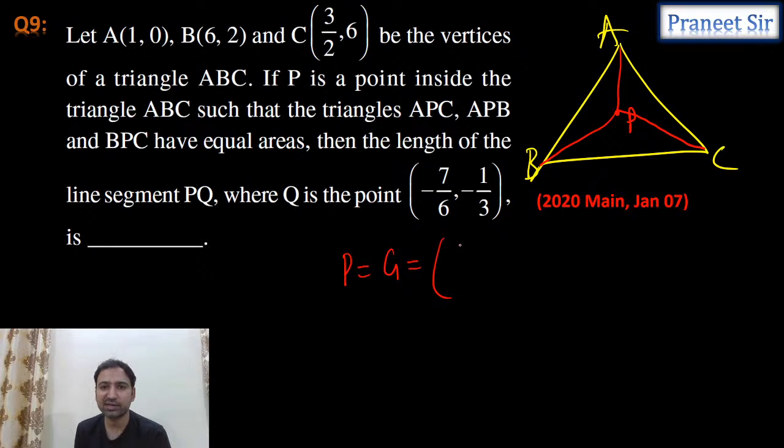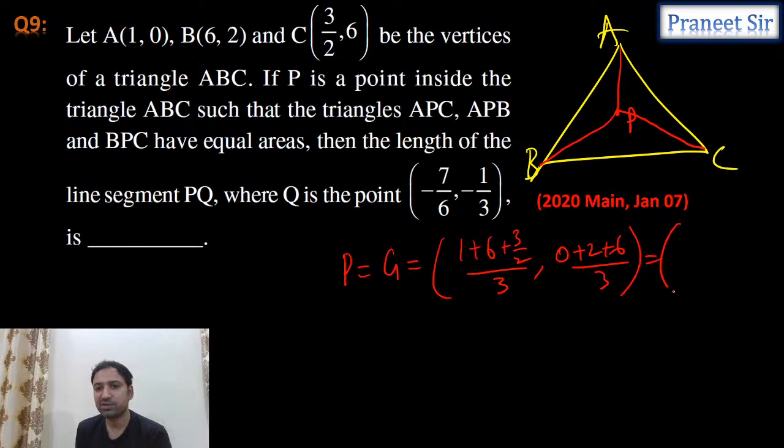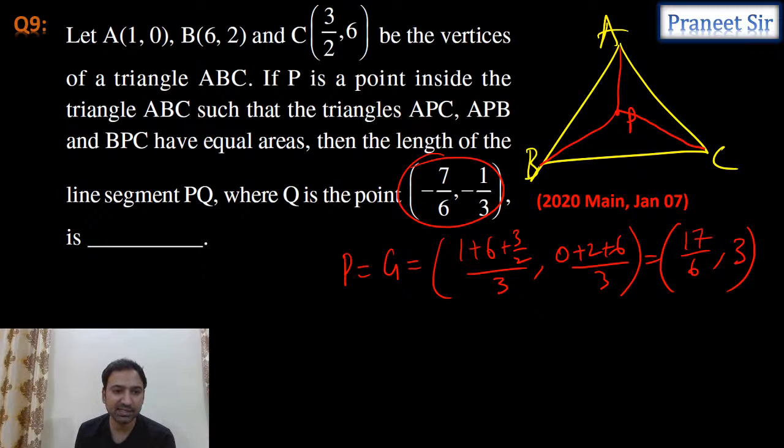Let's calculate the centroid. (1 plus 6 plus 3) by 3, comma (0 plus 2 plus 6) by 3. So when we do this, how much do we get? 14 plus 3 is 17, so 17 by 2 by 3 is 17 by 6, comma 3. We calculated the P value, and the Q value is already given. Now can I calculate the distance between PQ? Let's calculate it. Q is given and P we just calculated.